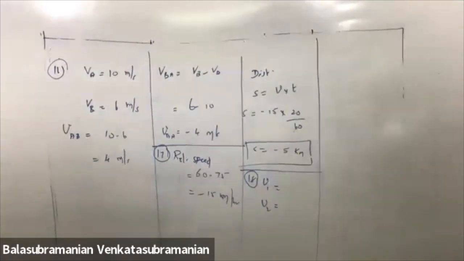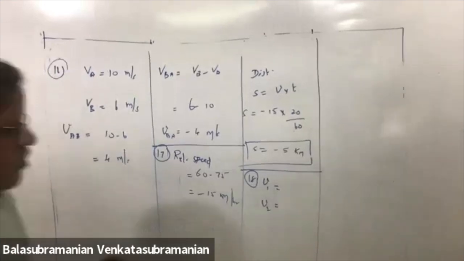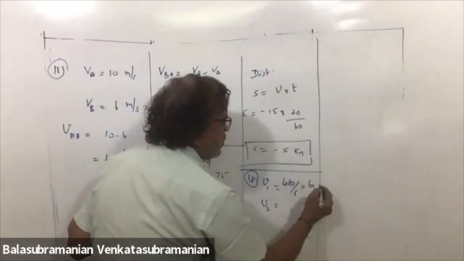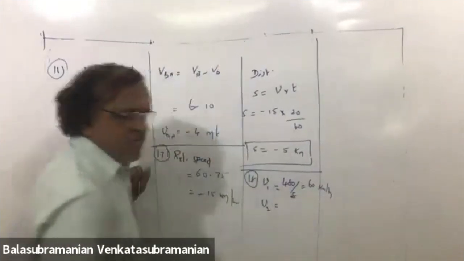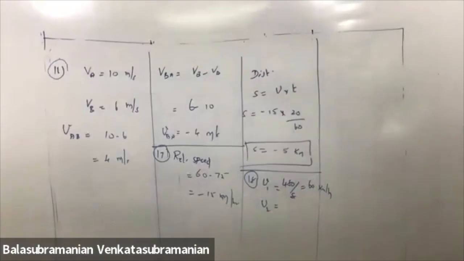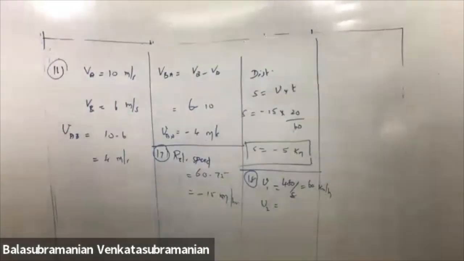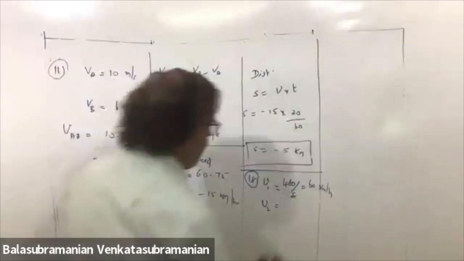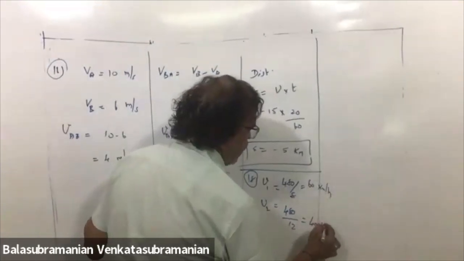480 kilometers, it takes 8 hours. 480 by 8, 60 kilometer per hour. Next, the return bus. It takes 12 hours for the same distance. 480 by 12, 40 kilometers per hour.